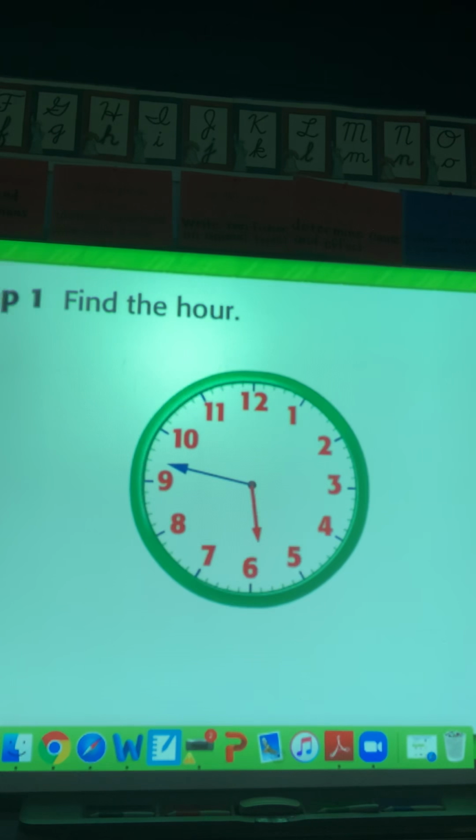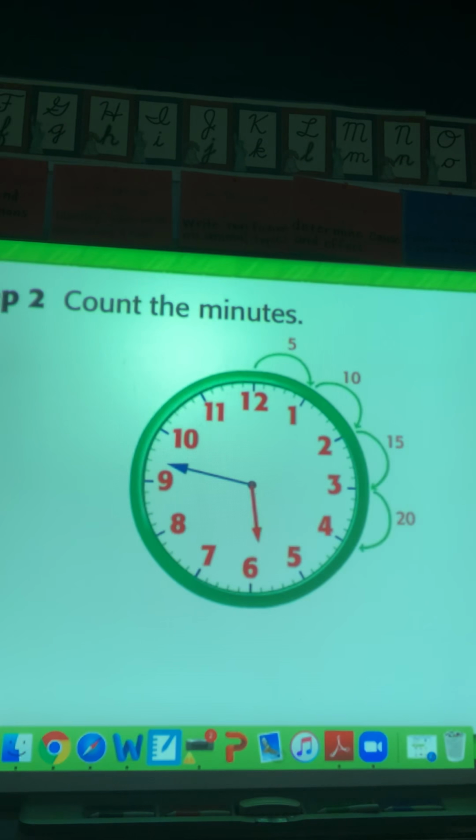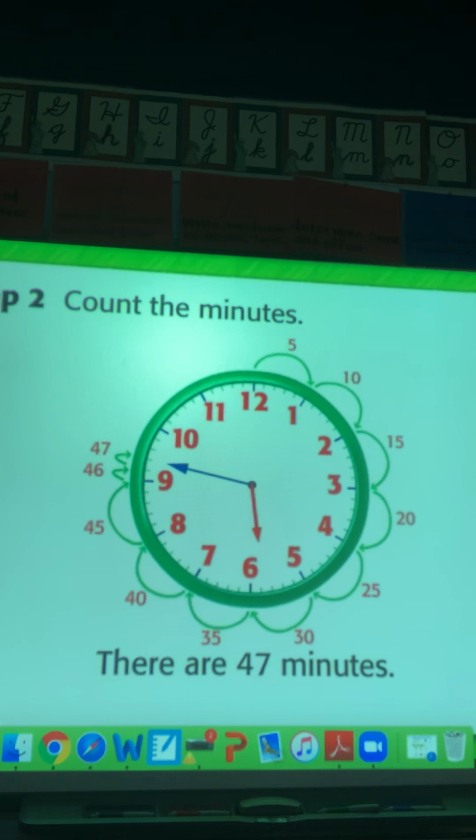First, find the hour. The shorter hand is the hour hand. It has passed the 5, so the hour is 5. Next, count the minutes. The longer hand is the minute hand. Start at 12. Count by 5s, then count by 1s. 5, 10, 15, 20, 25, 30, 35, 40, 45, then 46, 47. There are 47 minutes.